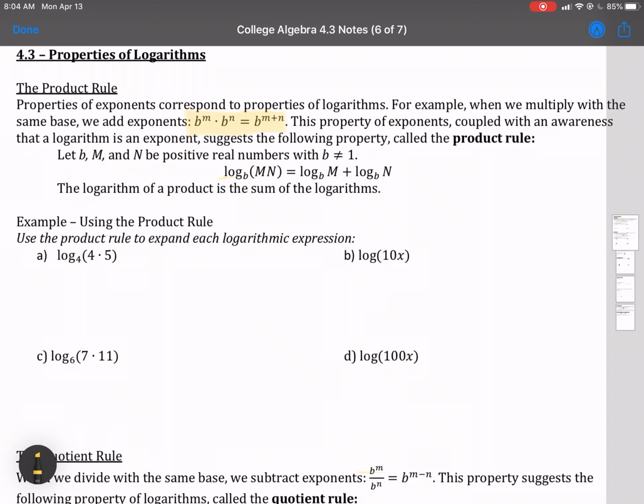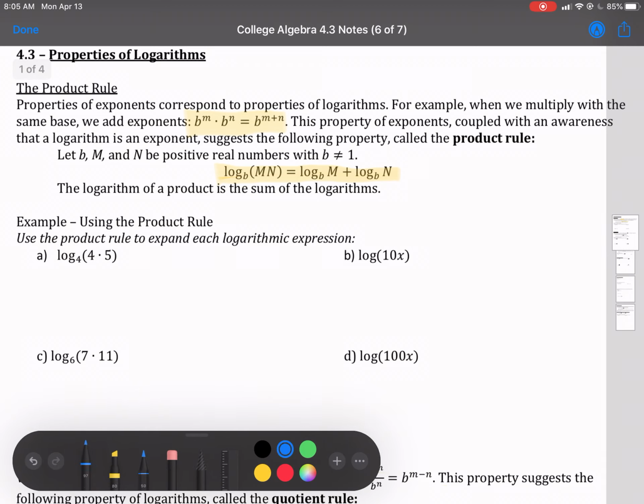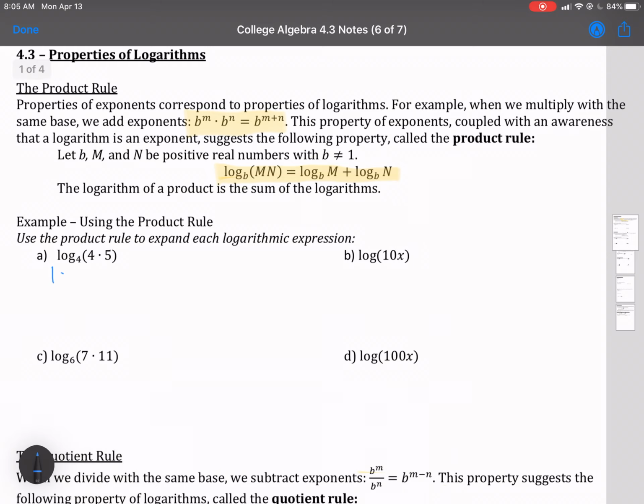So log base b of mn is the same thing as log base b of m plus log base b of n. So if we look at this, log base 4 of 4 times 5, we can rewrite as log base 4 of 4 plus log base 4 of 5. What's nice about doing these expansions is then we can simplify further, because 4 to what power is 4? Well, that would be 1. So 1 plus log base 4 of 5.